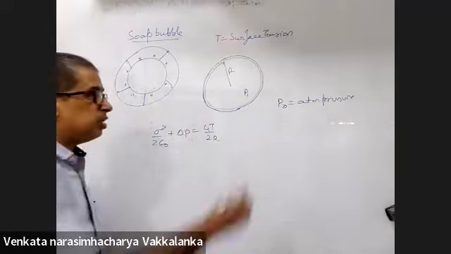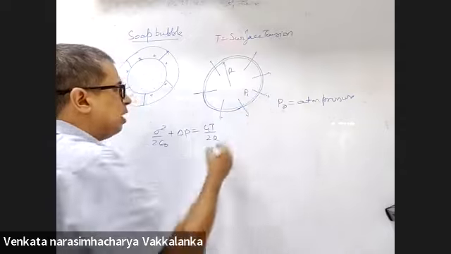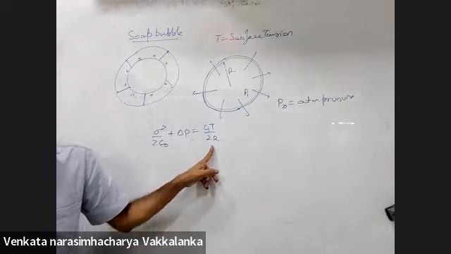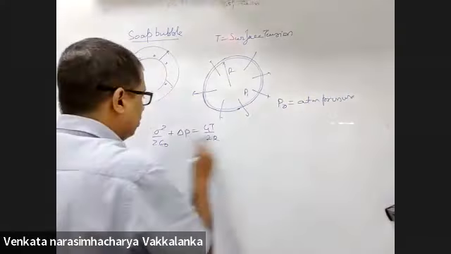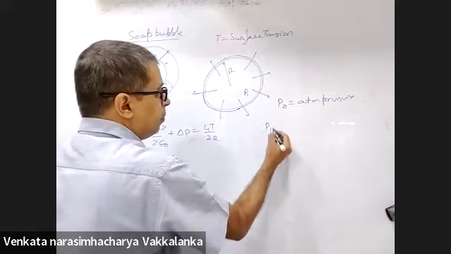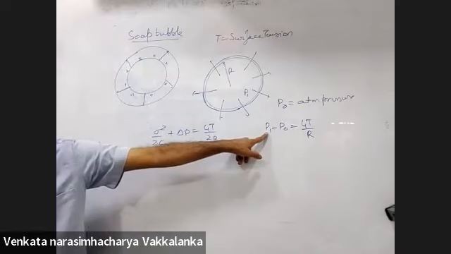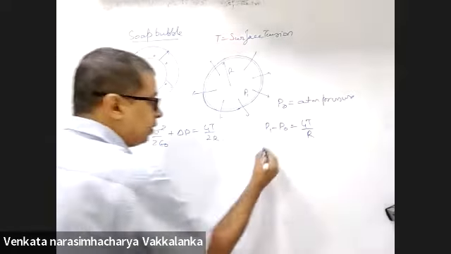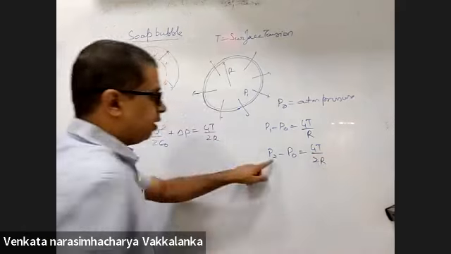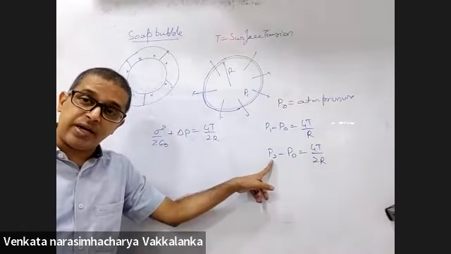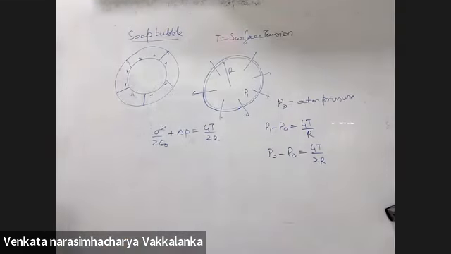Delta P also is pushing the bubble outwards. Electrostatic pressure also is pushing the bubble outwards. What is holding it? Surface tension. Now, delta P, if you get P1 minus P0 is 4T by R, initially pressure. Now, P2 minus P0 is 4T by 2R. Now, the new pressure when it expanded to 2R. How do you relate P1 and P2?